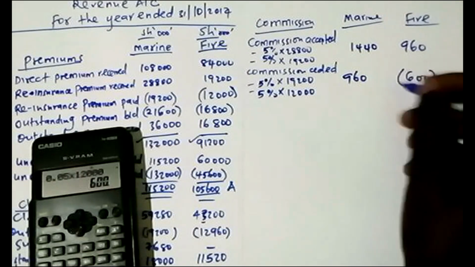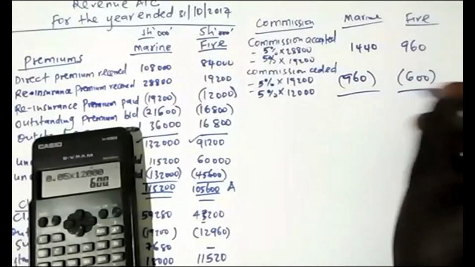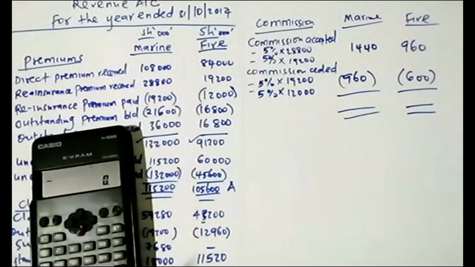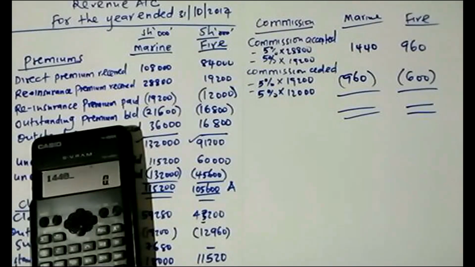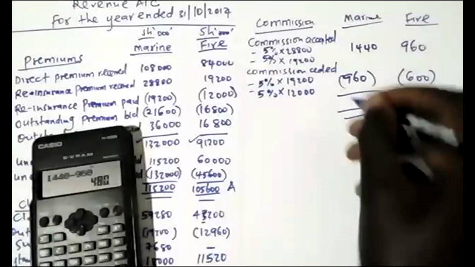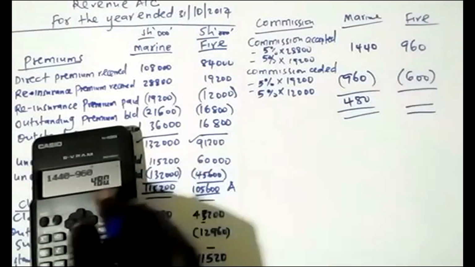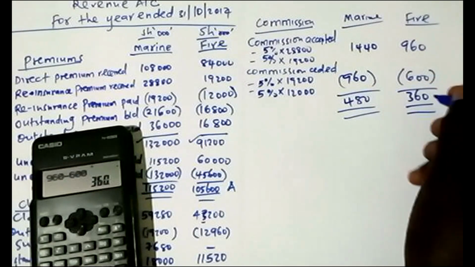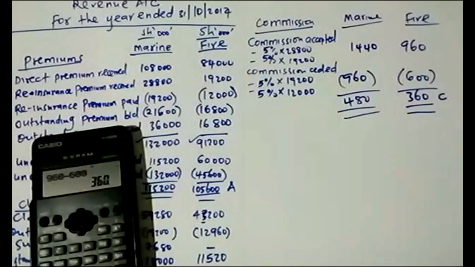So you have to reduce one from the other. You can reduce either, you would be okay, because there's one for receivable and there's one for payable. So you reduce, so you get 480, then 960 minus 600. So this is 360. So this one marks to be C. What we are getting there is C.